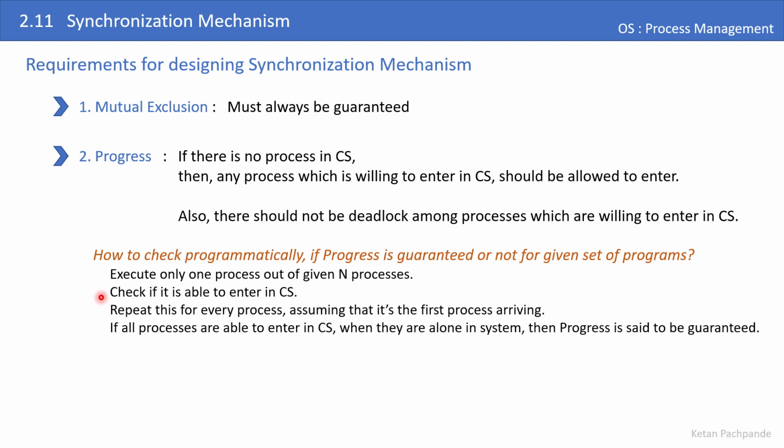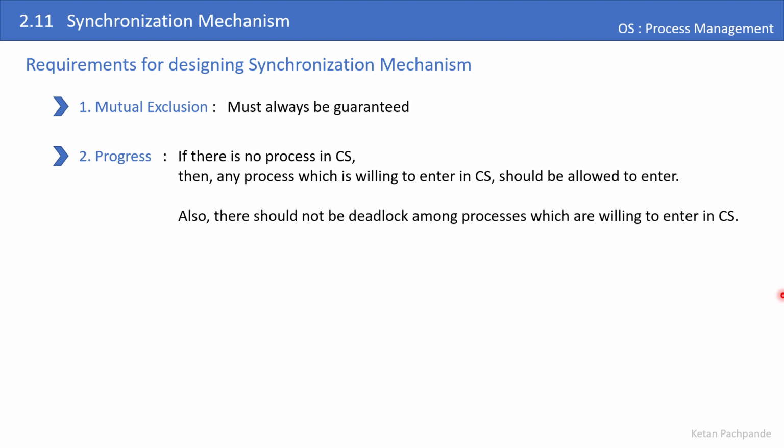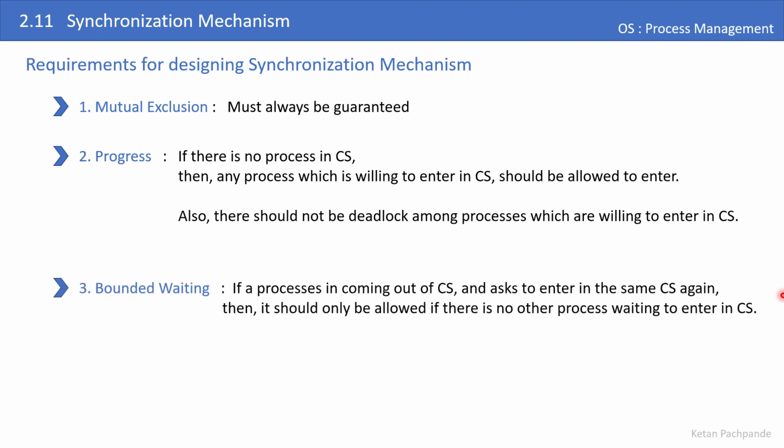And this you have to repeat. This question you have to ask for each and every process, assuming that it has arrived first. If the answer is yes for every process out of n processes, then I can say that this synchronization mechanism guarantees the progress condition. The third requirement is called bounded waiting.